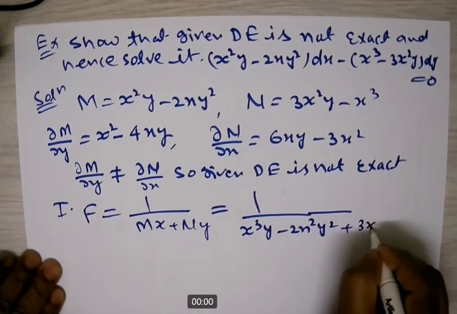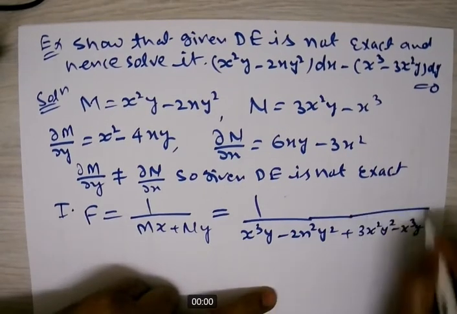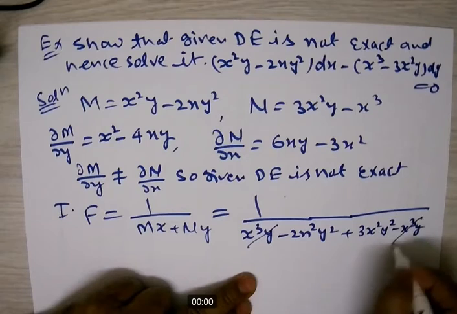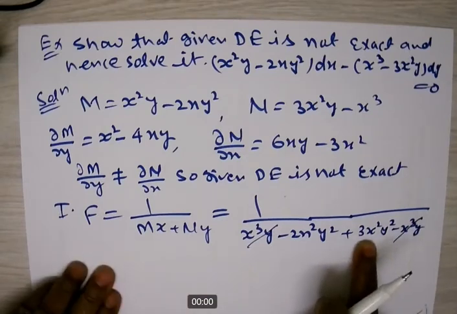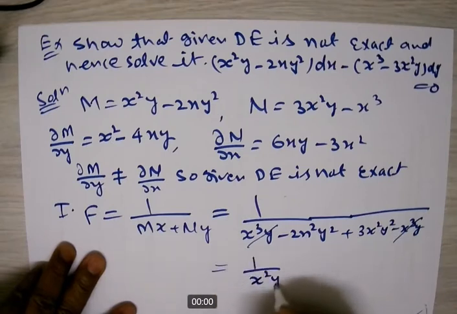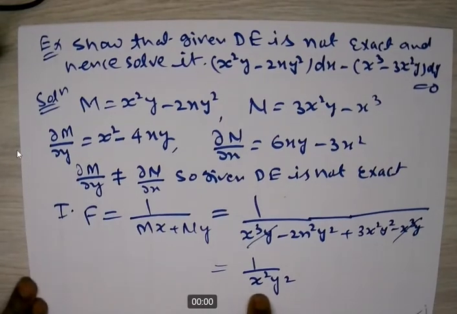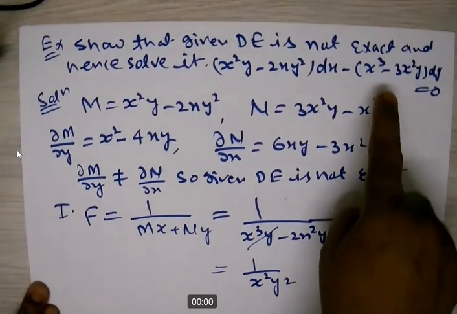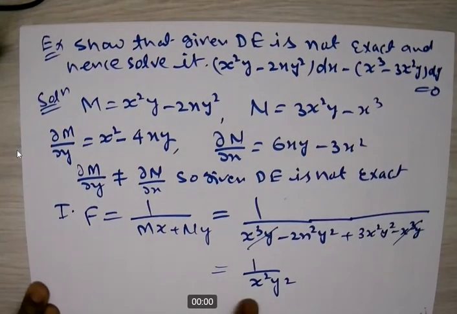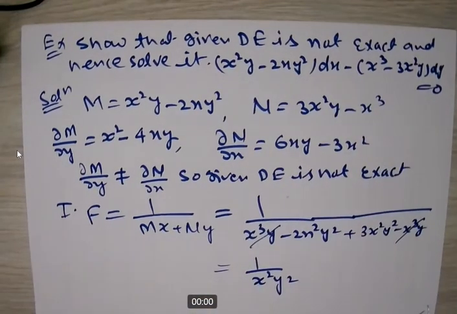That means 3x squared y squared minus x cubed y. Now simplify that. See that one, x cubed y cancels, plus 3x squared y squared and minus. So it means your integrating factor is x squared y squared. Now what you have to do: multiply this integrating factor to the given differential equation. After multiplication, automatically you see that the given differential equation reduces to the exact form.